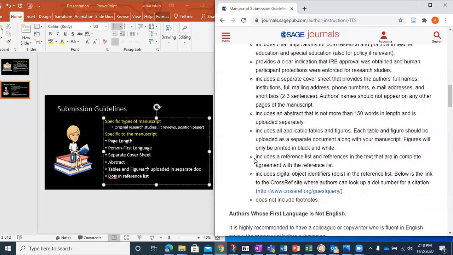In terms of the reference pages, you're including the reference list and references, and you're also including the digital object identifier, or DOIs, in the reference list. So it's also being very intentional with including a website to help identify those DOIs.